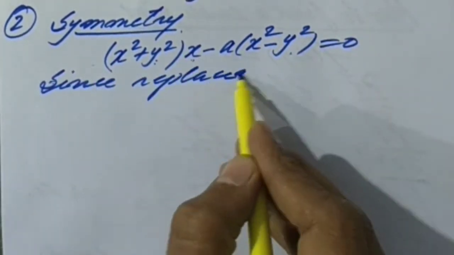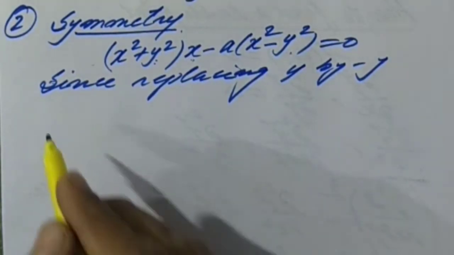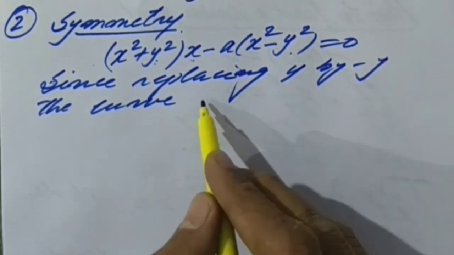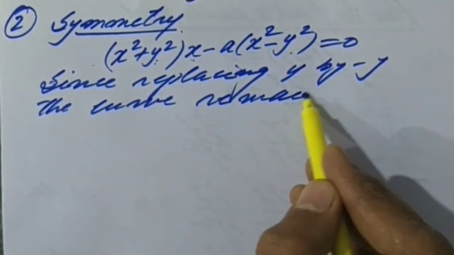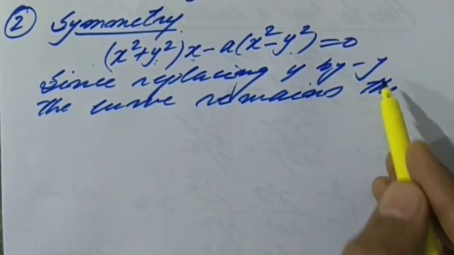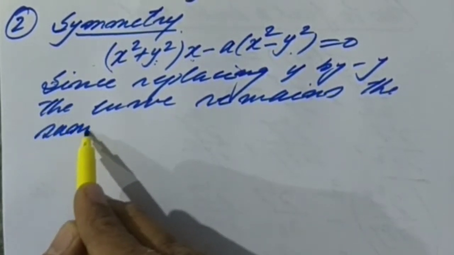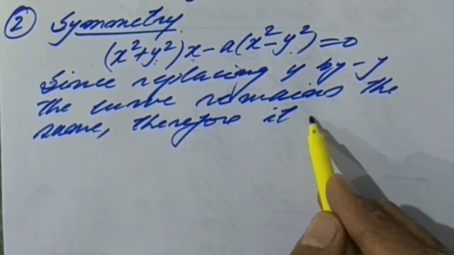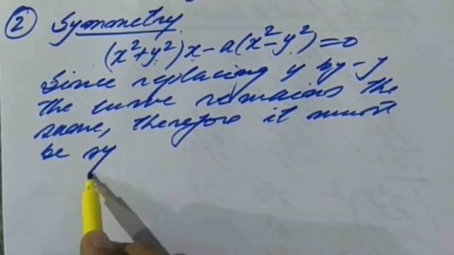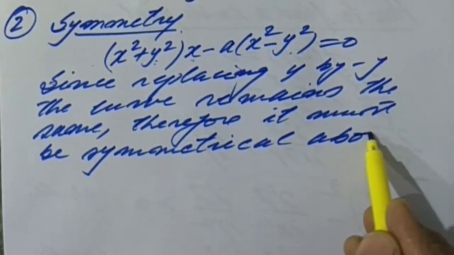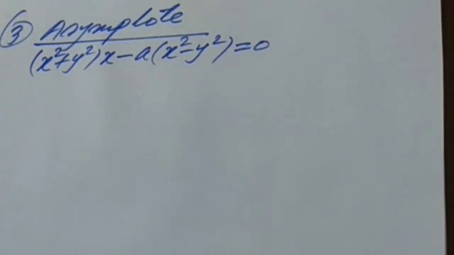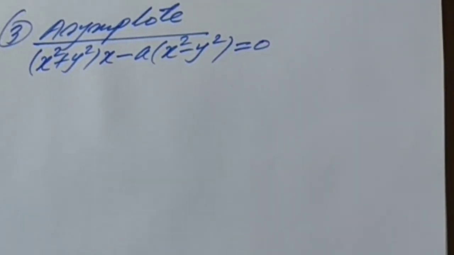Since replacing y by minus y, the curve remains the same. Therefore, it must be symmetrical about x-axis. Now the next characteristic of the curve we need to discuss is asymptote.